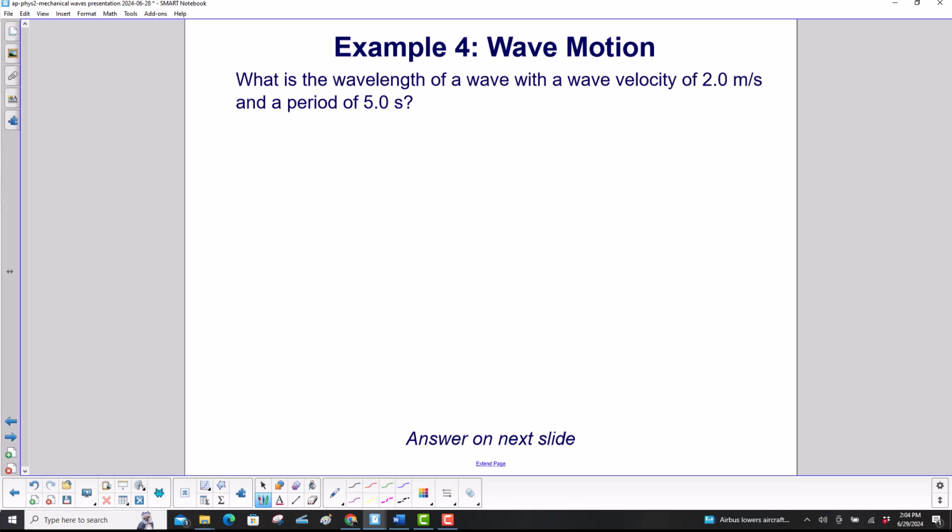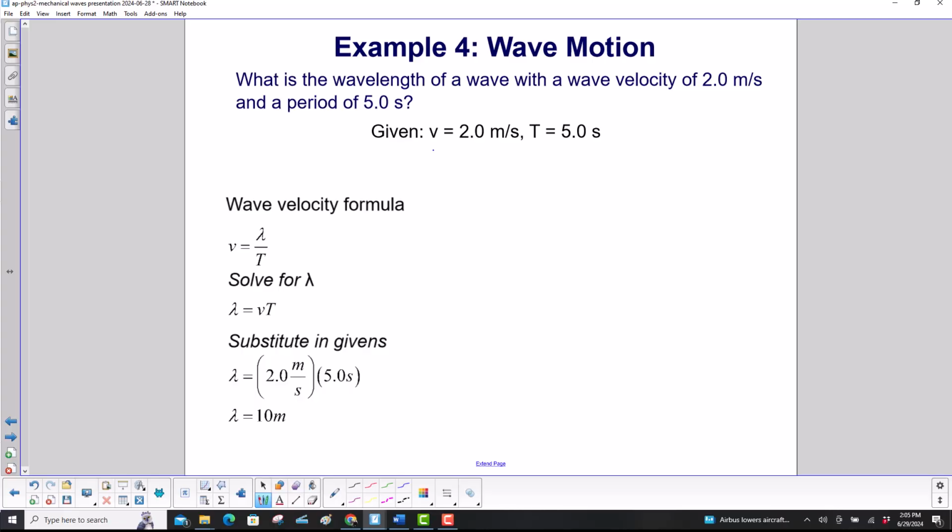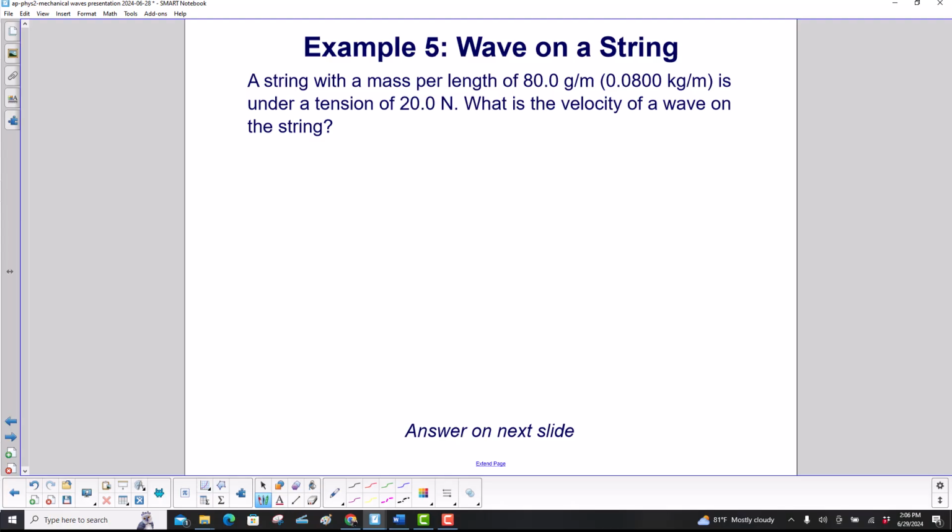What is the wavelength of a wave with a wave velocity of 2.0 meters per second and a period of 5.0 seconds? Givens, velocity, and period. Here's our wave velocity formula when you have period in there. And we want to solve for lambda, so both sides get multiplied with what? With T. So we get lambda is v times T. Substitute in our givens, and let's look at the units. Seconds cancel out, so we're left with meters. Lambda is 10 meters.